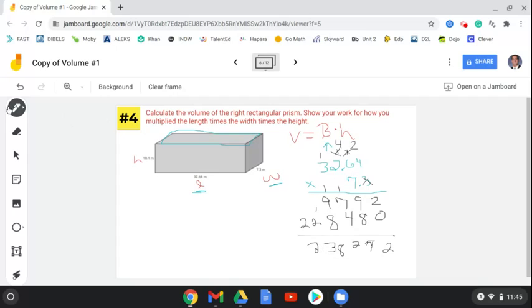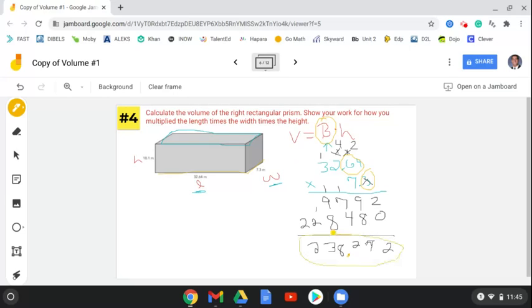How many digits were after the decimal? I had 2 and then 1 more. That's 3. And so there should be 3 digits after the decimal in my answer. So 238.272, that is the area of the base. That is capital B, right? That is length times width. My final step to get the volume is to then multiply this by the height.